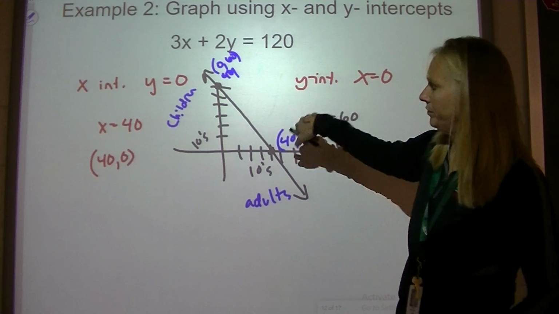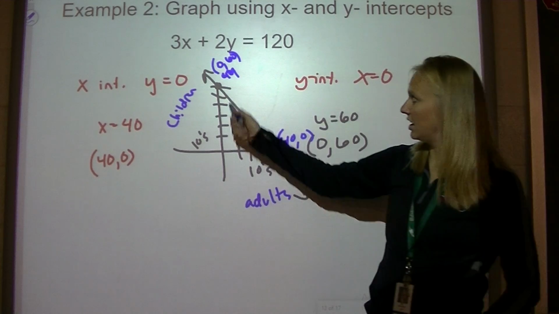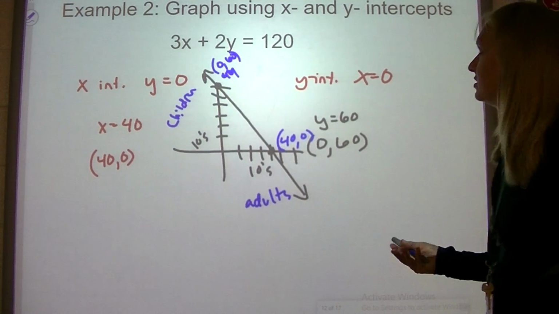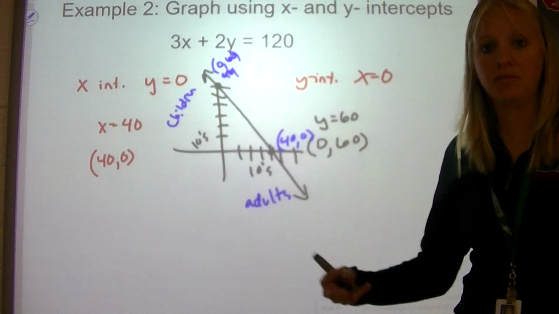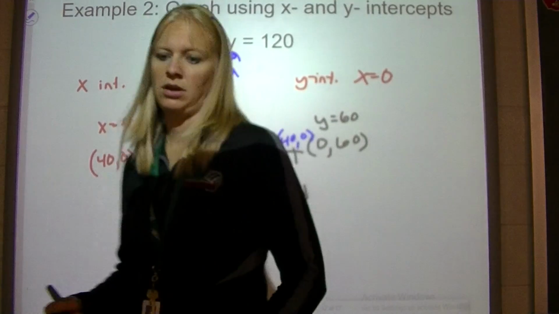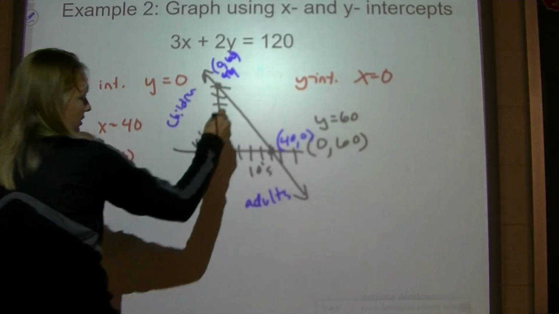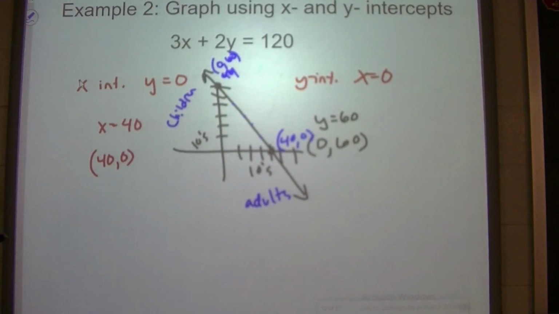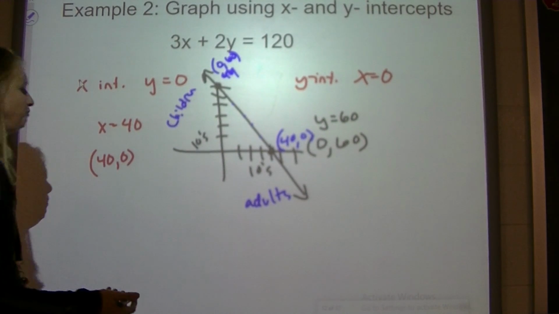So this is basically saying 60 kids can fit on this bus, train, whatever it is. 60 kids could comfortably fit here. 40 adults could fit with no kids. So every point on this line is telling us how many adults or kids could fit and fill this bus up.